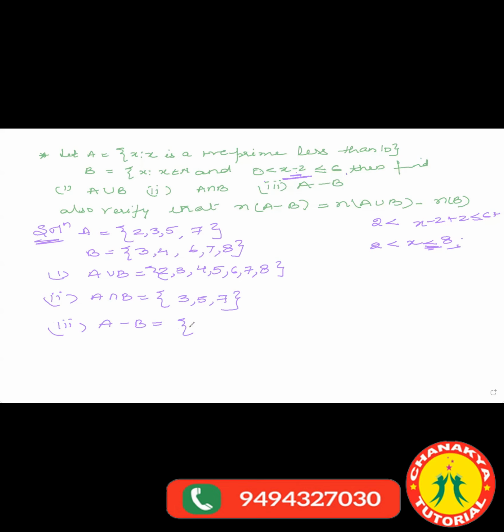Tell me. 2 and 5. See, what do you mean by A minus B? That you will remove the elements of B from A. So remove 3, remove 5, remove 7. So what are there? 2. Only 2. Clear? Yes, ma'am.